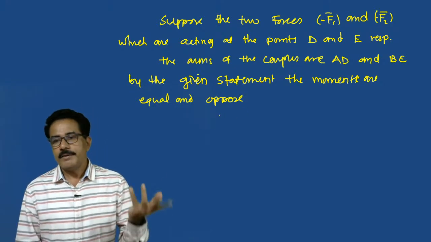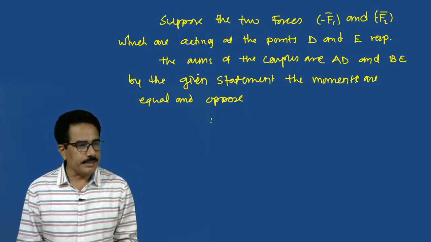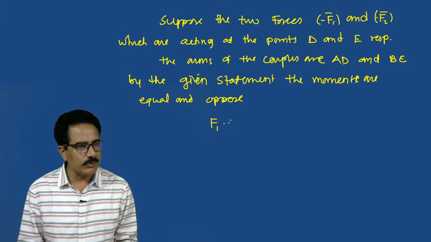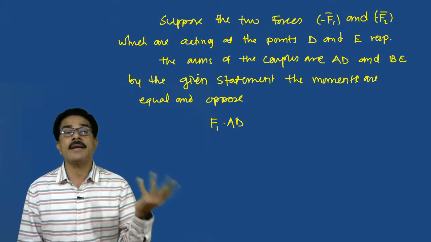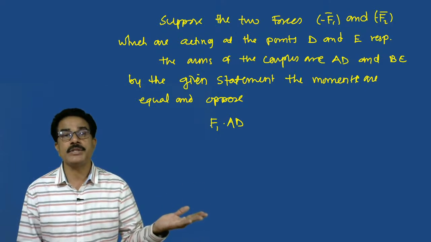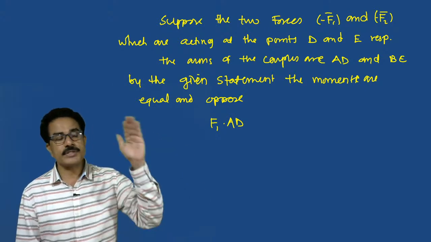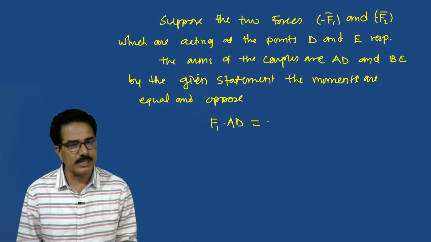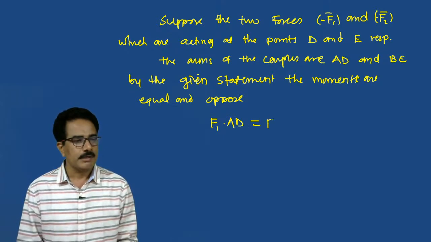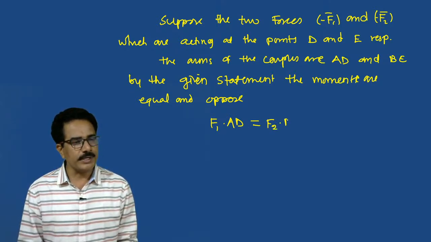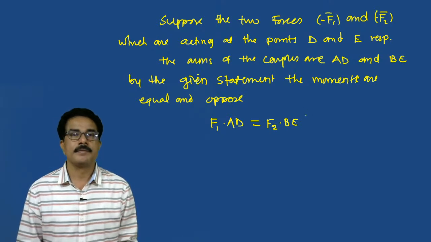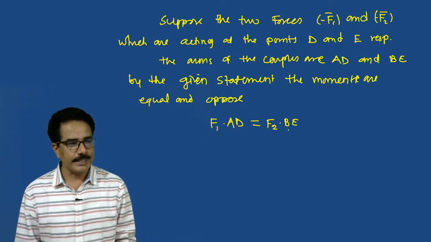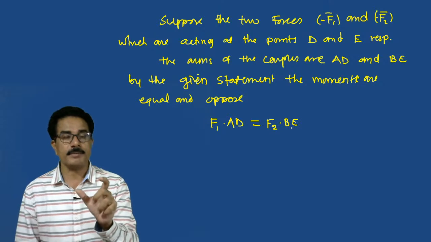So we can write the F1 into AD, AD आणि arm of couple. F1 means magnitude of force, magnitude of force into arm of couple, which is equals to the F2 into BE. BE means arm of second couple.